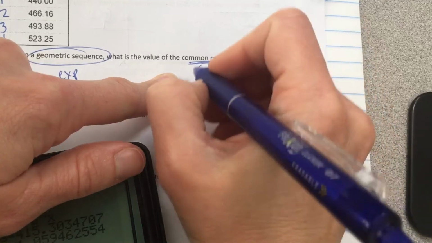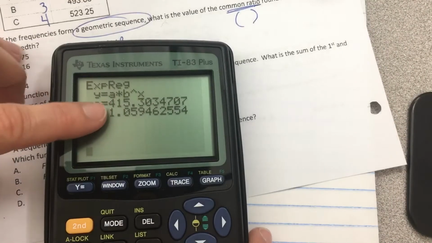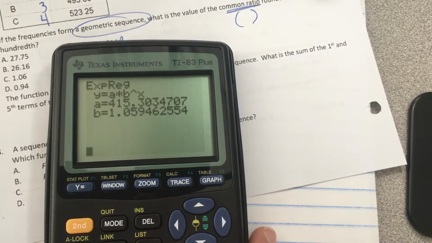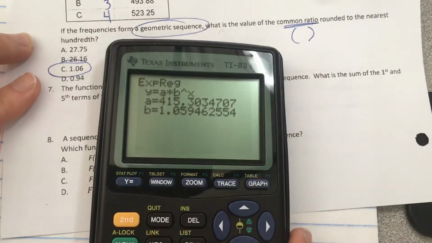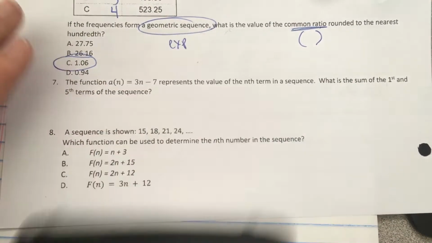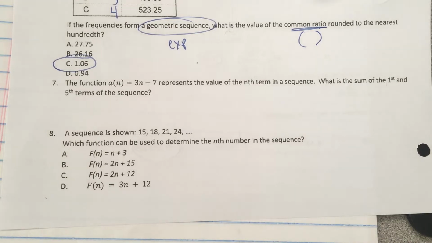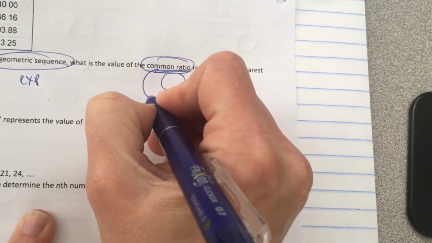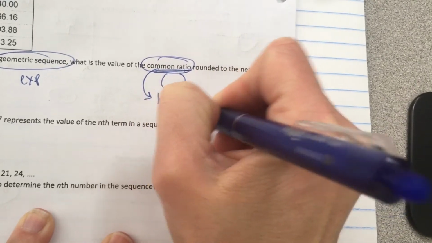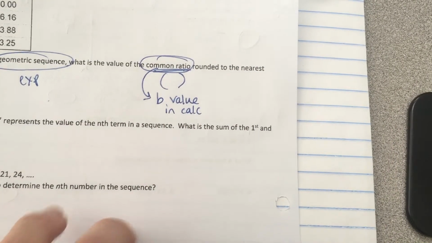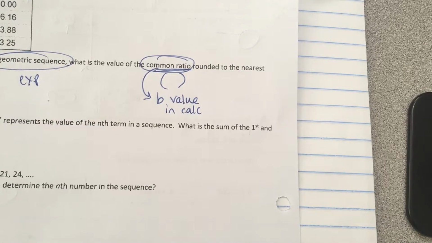Okay, it says what is the value of the common ratio? That means what's in the parentheses. So which one of these numbers would be in the parentheses? The B value, 1.06. Okay, and if you look, is 415 even an answer choice? No. Okay, so the answer is your B value. Guys, you might want to make a note that the common ratio was the B value in the calculator.